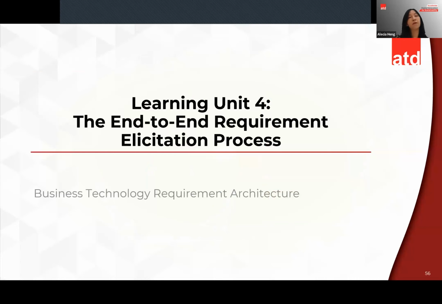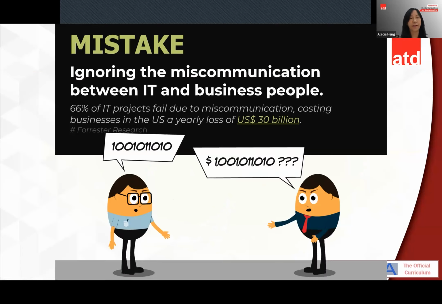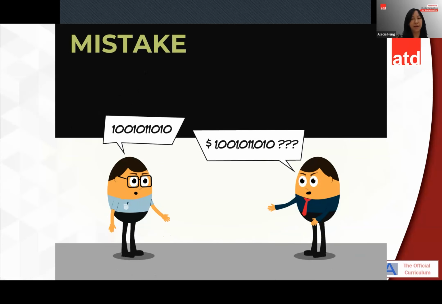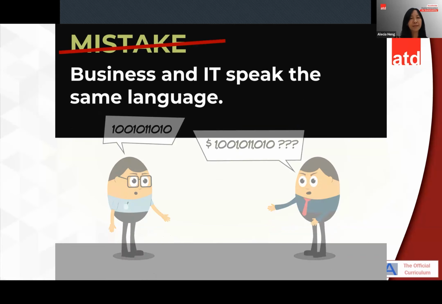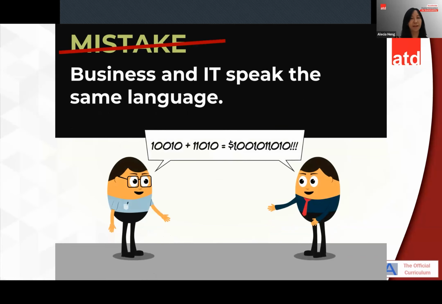So for section 4, we will look into the end-to-end requirements process, right? This is where we talk about communication between business and IT, right? For communication to work, it needs to have two parties. So as you can see here, IT, the guy with the glasses, is talking about binary, okay, 1010, whereas business is talking about money, right? So how can we make the two of them align? Many of the time, business and IT are not talking the same language, right? So we hope that they can be aligned.